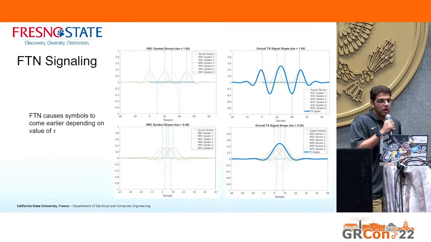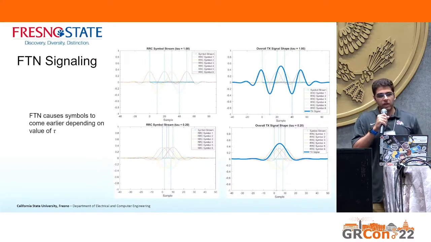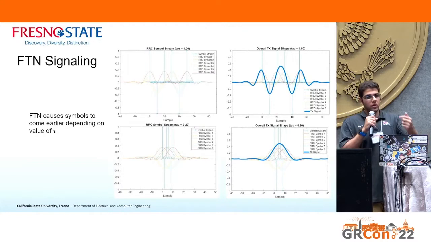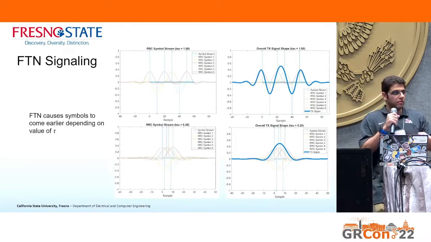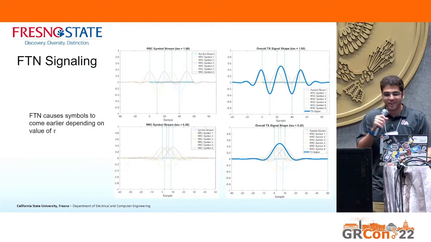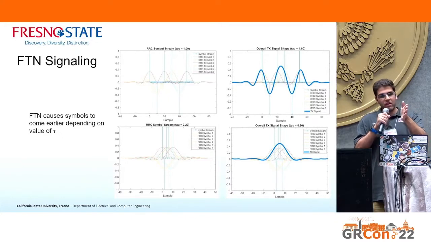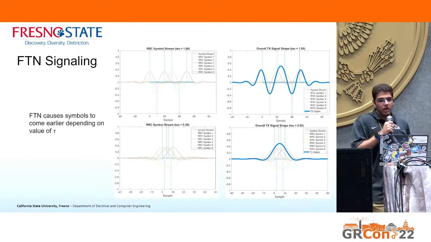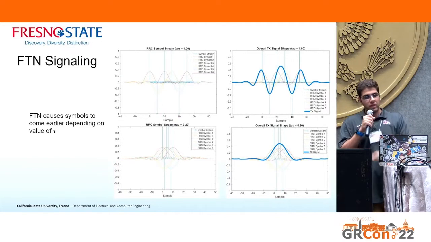So this is giving a look at the extremes for tau. When tau equals 1, we don't have FTN signaling. We can take a look at that at the top right, where you can see we've placed the RRC shaped symbols, and the sum of which would be the overall transmitted waveform, which is located in the next column.